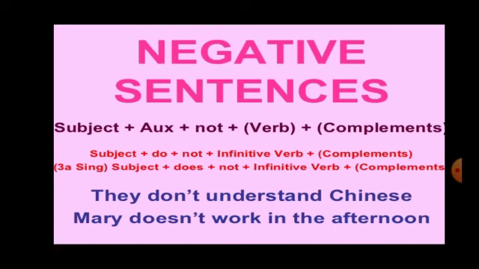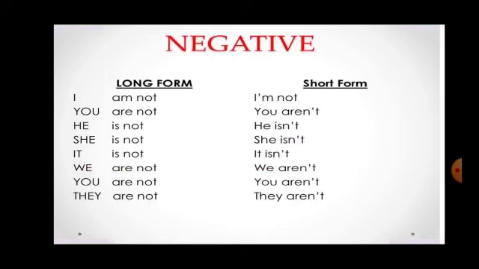So, children, a negative sentence is subject plus auxiliary plus not plus main verb plus complements. Or subject plus do not or does not plus infinitive verb plus complements. For example, they do not understand Chinese. Mary does not work this afternoon. Let's see the short form of negative sentences.